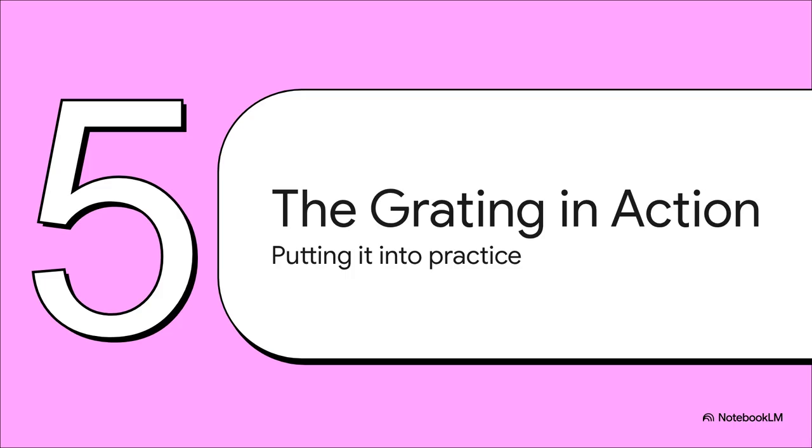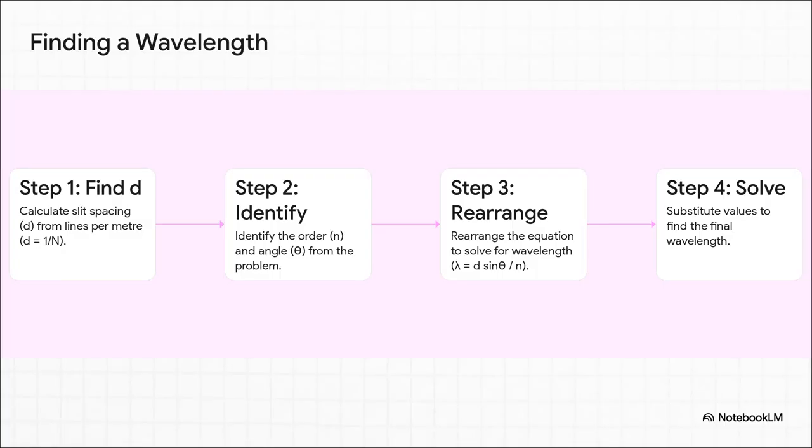Okay, the theory is awesome, but let's get our hands dirty and see how this actually works by running through a couple of real problems. So here's a typical example. We're told how many lines the grating has per meter, which lets us calculate d, the spacing between each line. We're given the angle to a bright spot. We just pop those numbers into our golden rule, solve for the wavelength, and in this case, we find out the light has a wavelength of 460 nanometers. That's a nice, distinct shade of blue light.